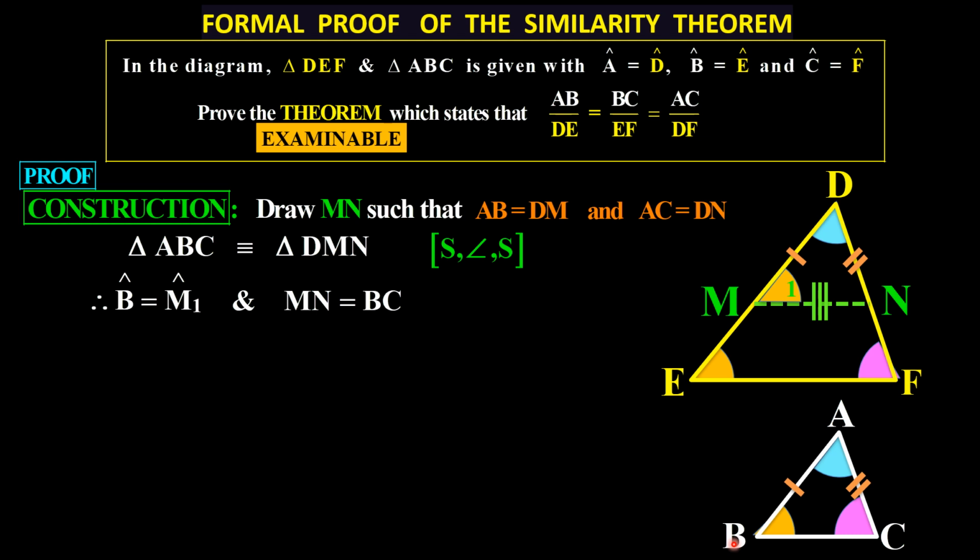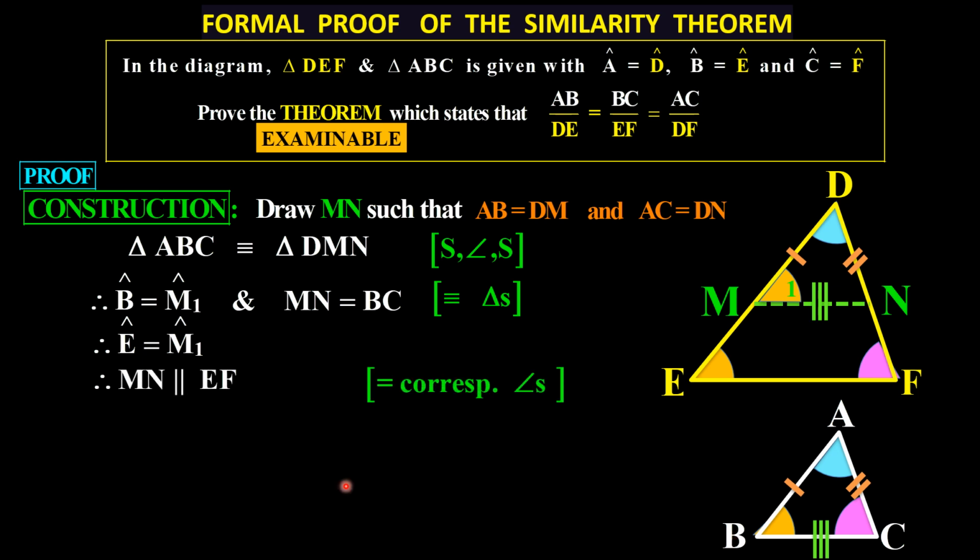Now, if we look at M1 and E, we see that they are equal. M1 is equal to E, from the deduction that we made from our congruency. And what type of angles do they form? That's correct. They form corresponding angles. And if corresponding angles are equal, then we get parallel lines. Therefore, MN is parallel to DF because we have equal corresponding angles. Now, what does this remind us? A line parallel to one side of a triangle, that's correct, divides the other sides in proportion. So that's our proportion theorem.